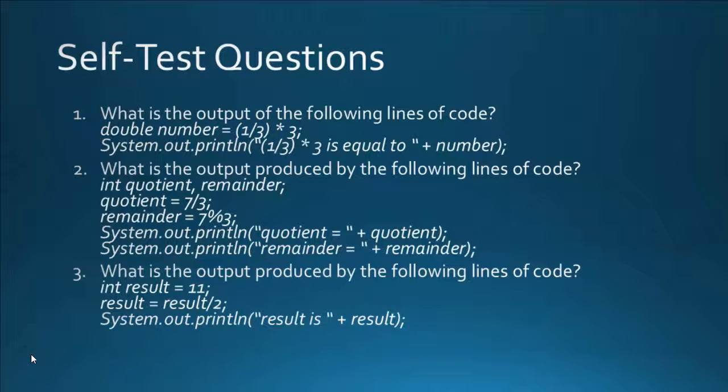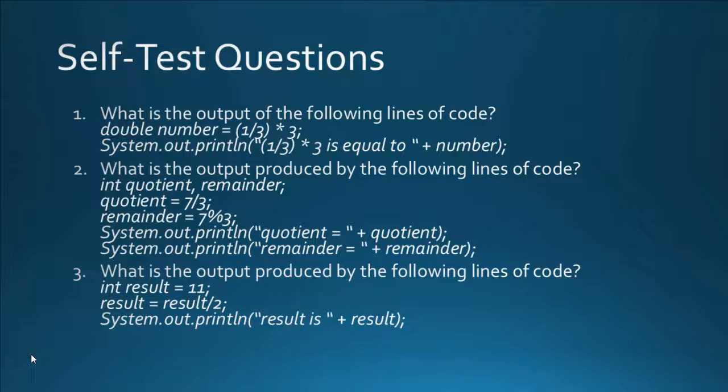Alright, here are your self-test questions, folks. Let's go ahead and look at number 1. What is the output of the following lines of code? Double number equals 1/3 times 3. System.out.println, quote, 1/3 times 3 is equal to, quote, plus number.